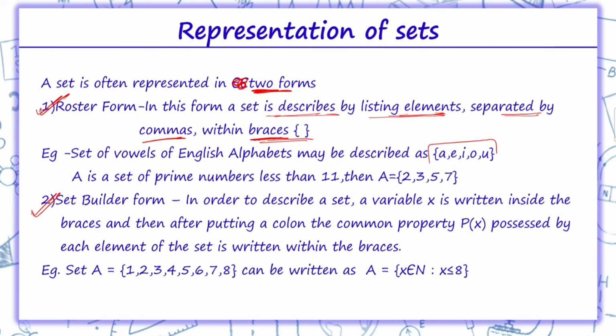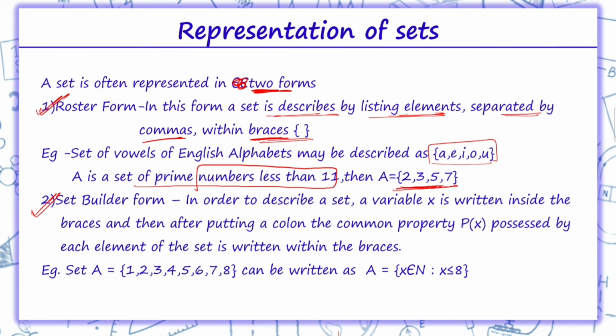So it will be written as A, E, I, O, U. Let's suppose the question is: set of prime numbers less than 11. So the prime numbers less than 11 are 2, 3, 5, 7. They are written inside the bracket, separated by commas.